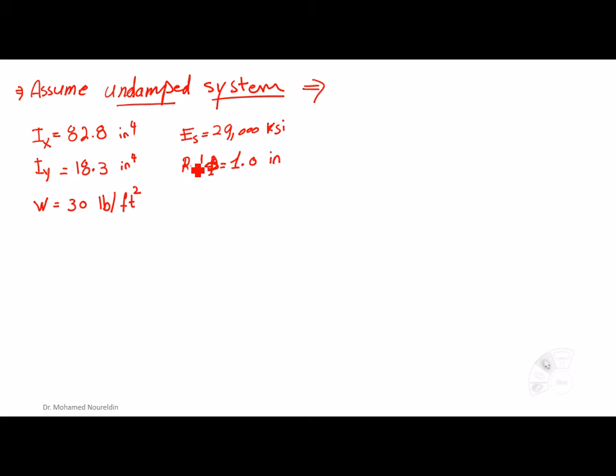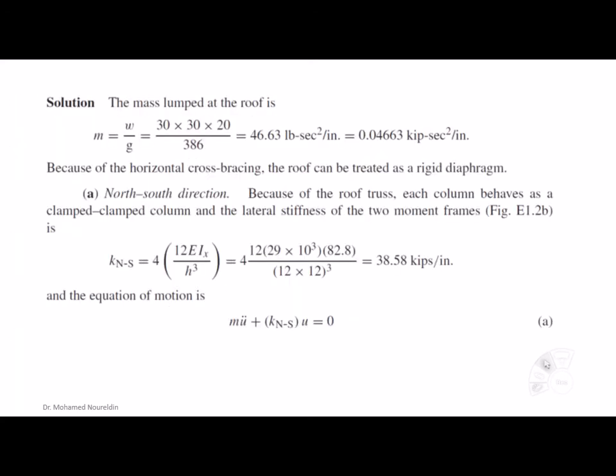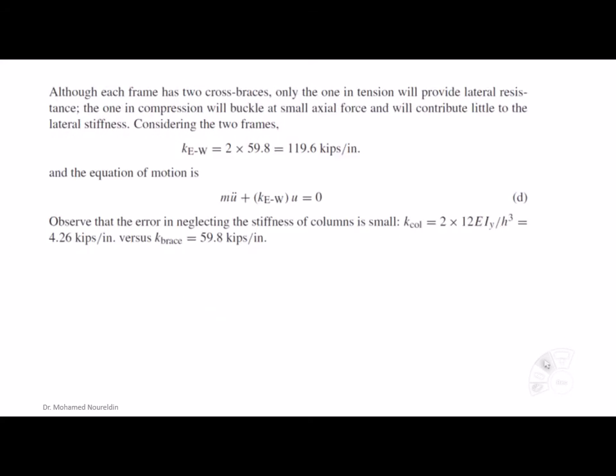Another important thing is that this system is having a roof truss. This roof truss is going to be dealt with as rigid, a rigid diaphragm. So this is what we have mentioned here. It's a rigid diaphragm.